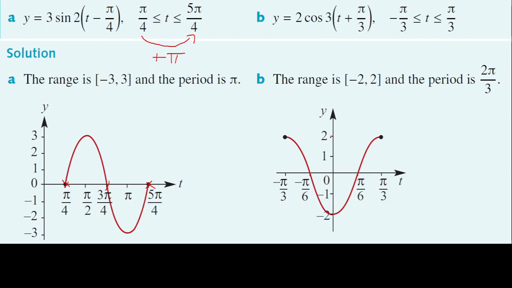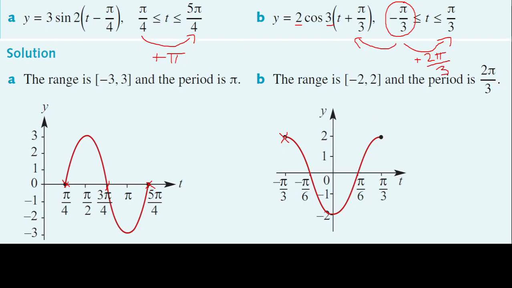Okay, next one, you have 2 and 3, so the value 2 gives you the range, and the 3 gives you a weird period of 2 pi on 3. Again, with that starting value, it makes this 0, and cos of 0 is 1. So because cos of 0 is 1, you multiply by 2, and you will start at 2. If we add 2 pi on 3, we get the end of the domain. So over the domain we get a full period.